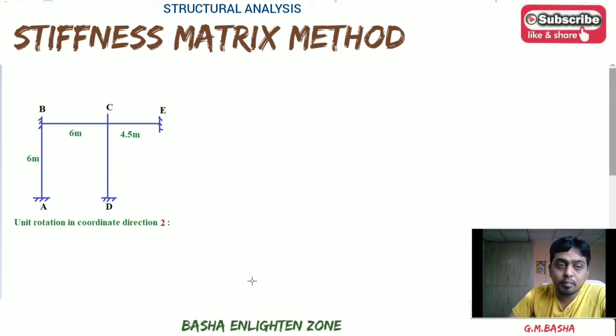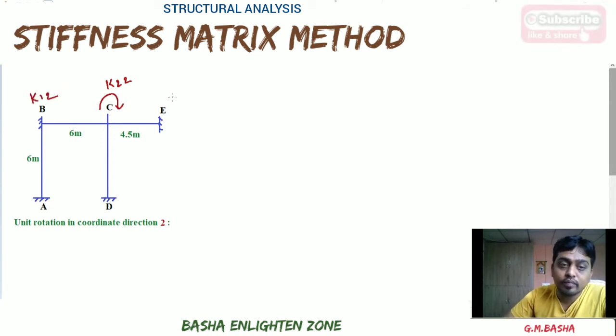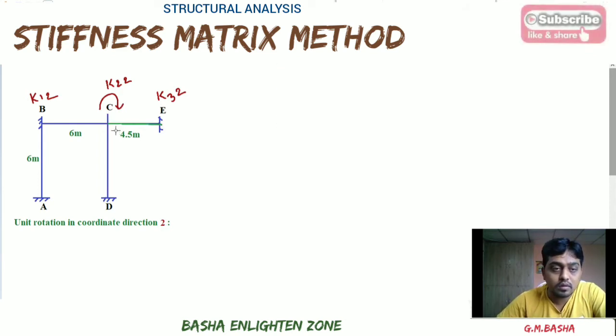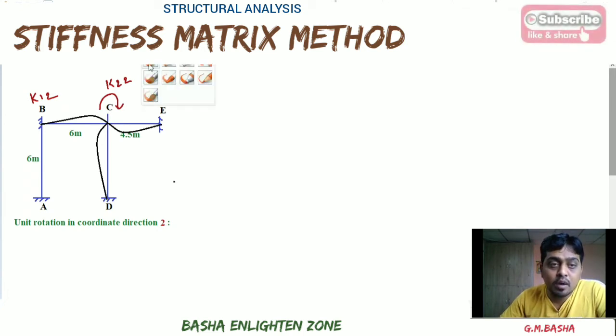Unit rotation in coordinate direction 2 means we are releasing the structure at coordinate position 2, which is K22, and applying unit rotation at that position, and whatever you are applying, you will get here K12, K32, and the shape of the beam will be like this. Then we are discussing this K22.